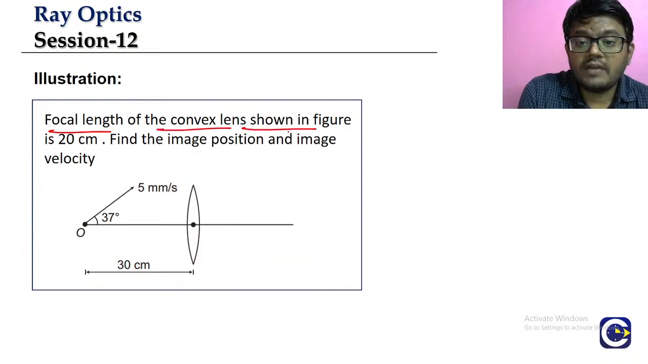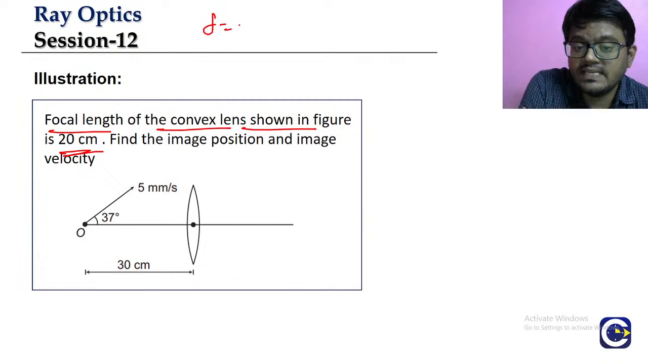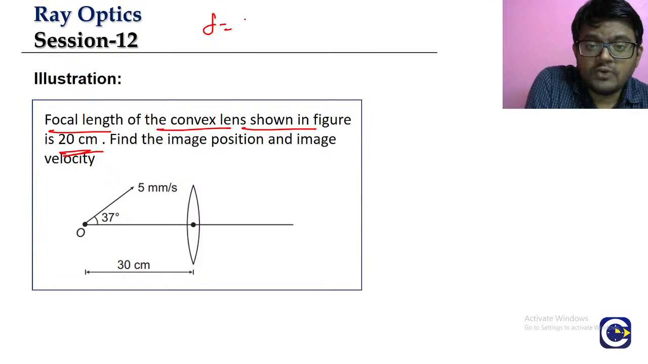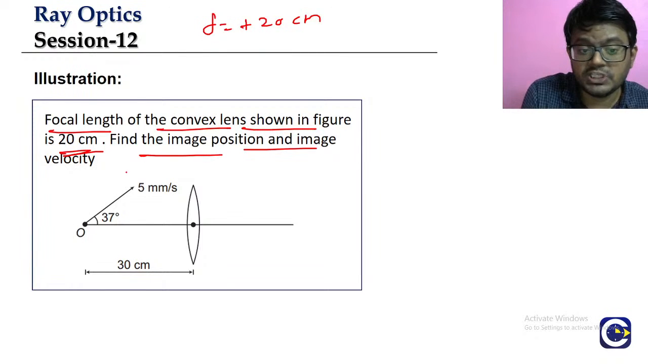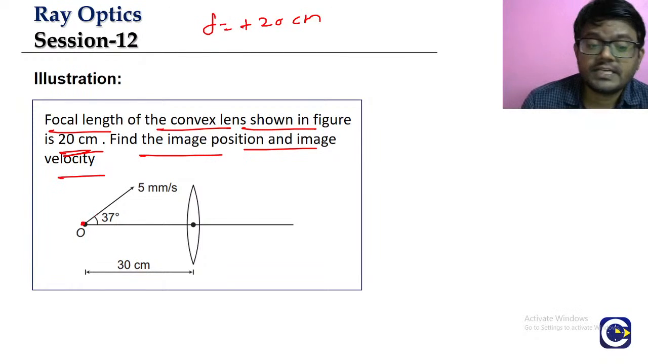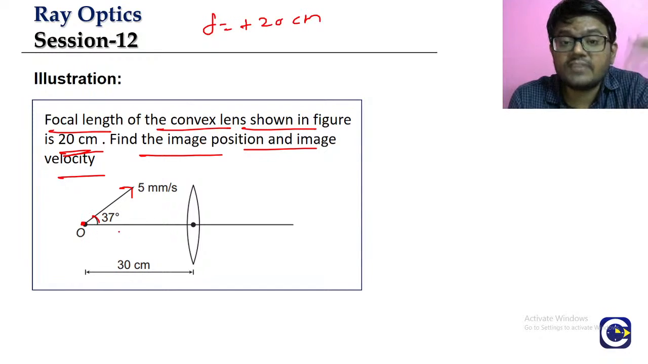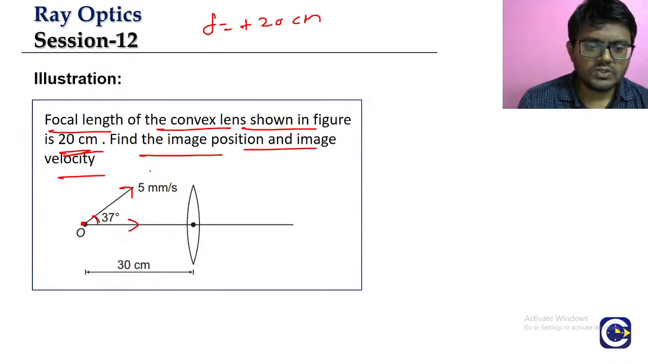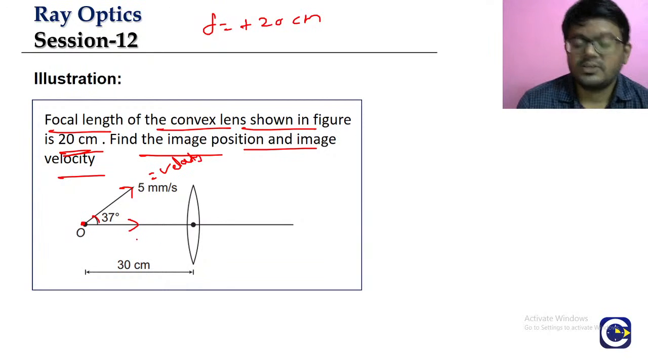Focal length of the convex lens is 20 centimeters. Convex lens, they say, means we will take focal length to be positive, right? Find the image position and image velocity. Look at the object. Object is having a velocity of 5 millimeter per second, making an angle of 37. So if this is v, I mean, it's not v, it's velocity. Because v already we use for the image distance, right? So let us not confuse.